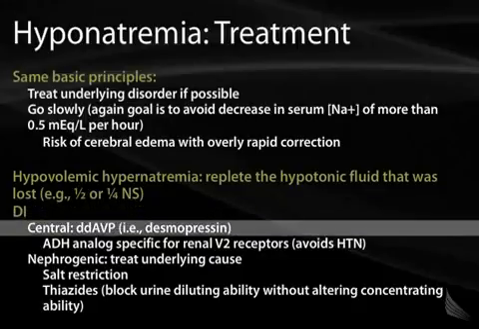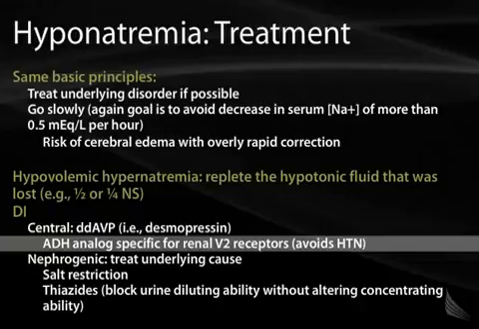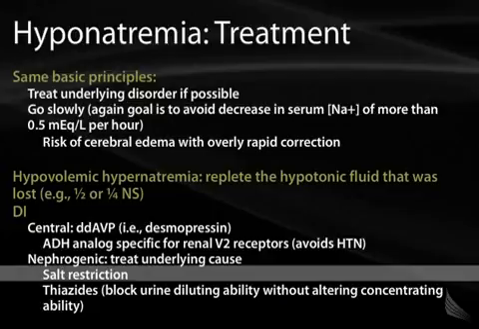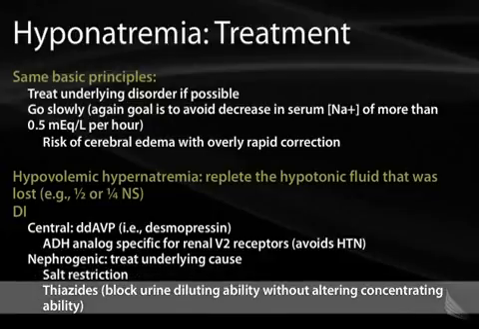As I mentioned previously, when the problem is central DI and there's simply a deficiency of vasopressin, one can give a vasopressin analog. This is specific for the renal V2 receptors, which allows for increased water reabsorption. In nephrogenic DI, however, one must treat the underlying cause. Other possibilities for treatment include salt restriction, as well as the administration of thiazide diuretics, as they block the urine diluting ability without altering the urine concentrating ability.